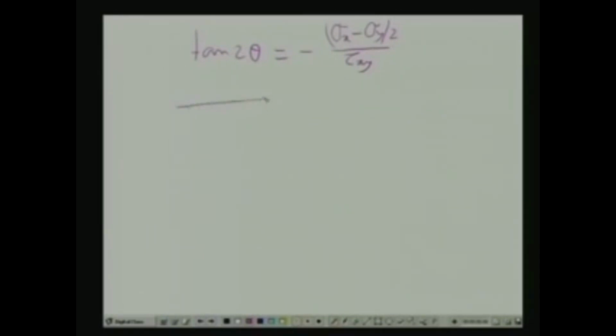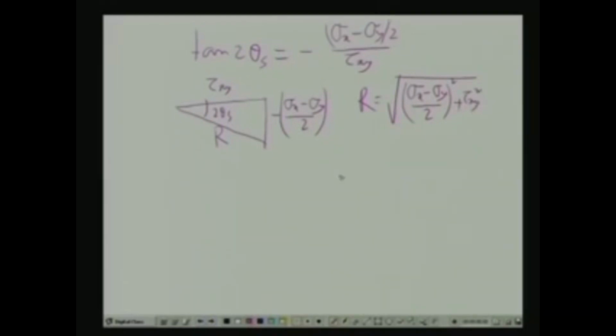So, if we place this in a geometrical form, this we have said 2 theta s. So, this angle 2 theta s, this is tau x y, and this is minus (sigma x minus sigma y) by 2. Hence, the value of r again equals root of ((sigma x minus sigma y) by 2) square plus tau x y square. So, likewise, cos 2 theta s equals tau x y by r, and sin 2 theta s equals minus (sigma x minus sigma y) by 2r.